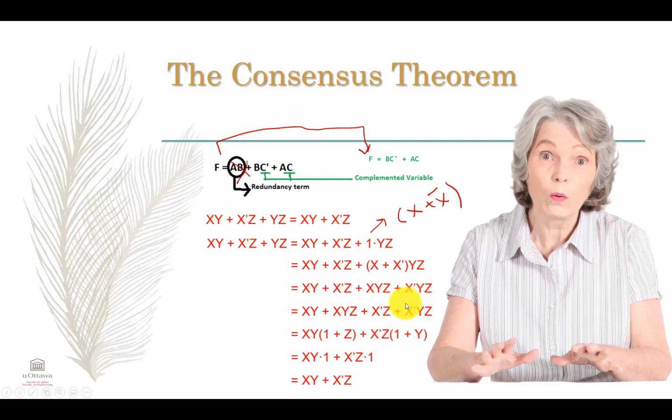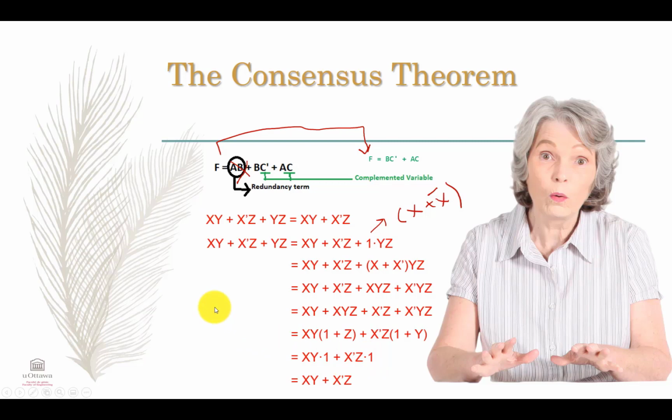And then after I rearrange them, I can take xy here as a common factor, and I will get 1 plus z. And I can take x prime z, and I will get 1 plus y. And this will give me 1, this will give me 1. So at the end, I will have xy plus x prime z.